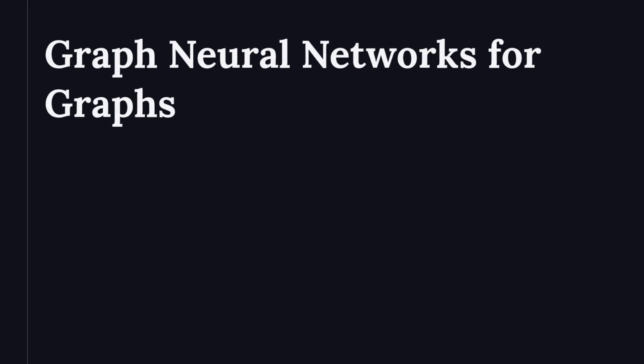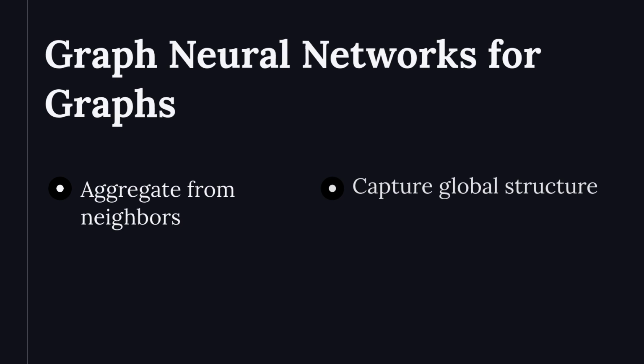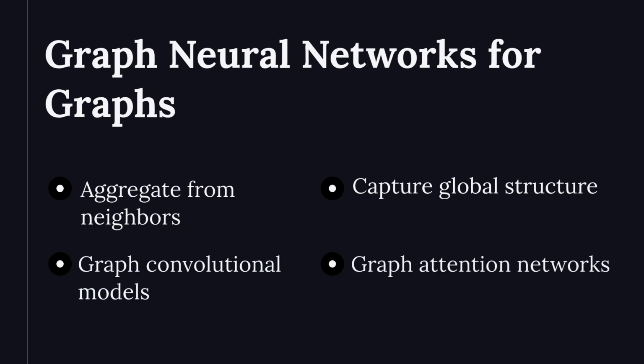Graph neural networks for graphs aggregate from neighbors and propagate information across nodes and neighbors to capture global structure. Important types include graph convolutional models, graph attention networks, and message-passing neural networks.